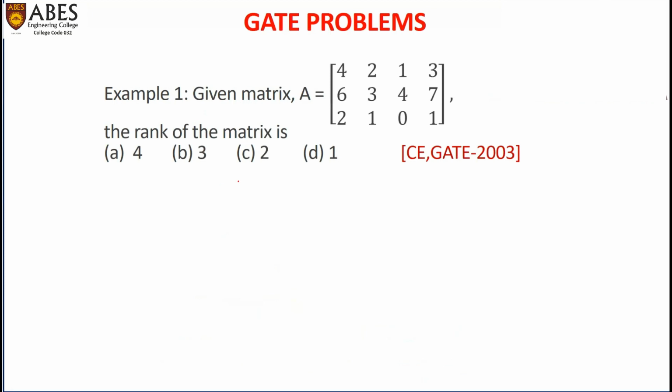Now we discuss GATE problems. The first example: given the matrix A, the rank of the matrix is 4, 3, 2, or 1. These are the options. This question came in the GATE examination 2003 CE. Again here, all the entries are multiples of 2. So we apply the first elementary operation, R1 replaced by R3.